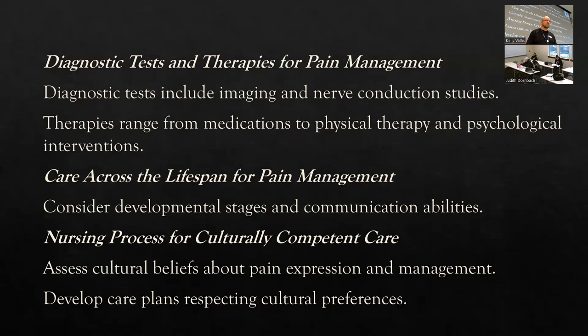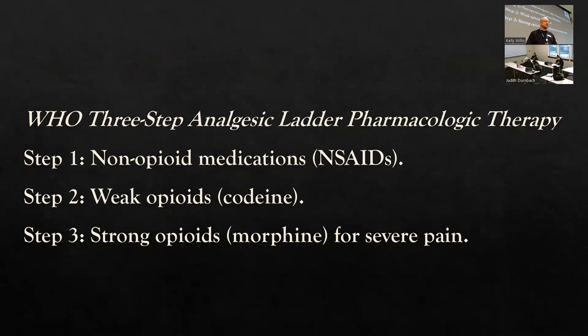Next one. And during my recorded lecture, we talked about the three-step analgesic ladder. So remember the three steps. Step one, we want to start with opiates? No. Good answer. So non-opiate medications. So Tylenol, ibuprofen, naproxen, anything over the counter. Weak opiates like codeine, or strong opiates if it's uncontrolled and not managed with step one or two. Morphine, fentanyl, some of the other ones for severe pain.